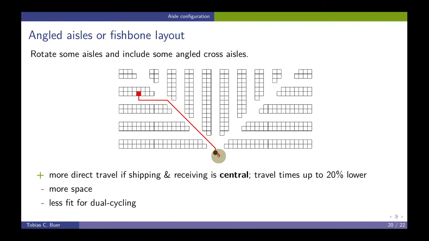In particular, when the shipping and receiving is centrally located on one side of the warehouse, which is here the black spot on the bottom. Now this can save travel times of up to 20%. Of course, you need more space because you have additional aisles. And if you have dual cycle operation, it might be less fitting.